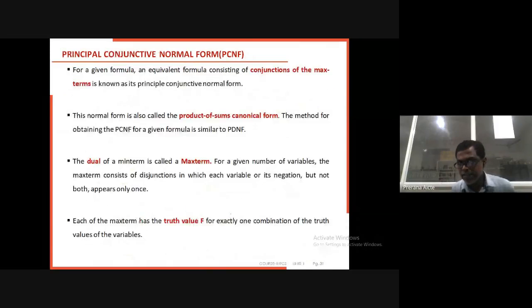Similarly, the next one is the PCNF method. Here we are going to use a term called a max term. Previously it was sum of products, now it becomes the product of sums canonical form. Here I have the max term, which means every term should have all possible variables, either in the normal form or negation form. Then the product of all these max terms we are going to call the principal conjunctive normal form.